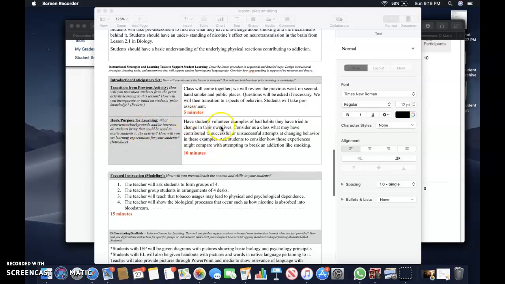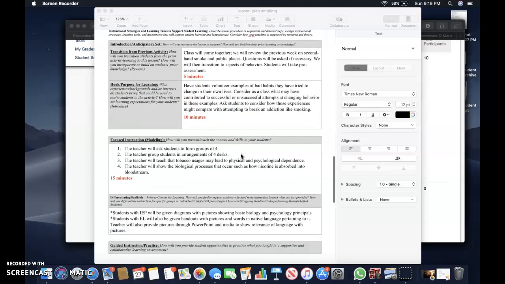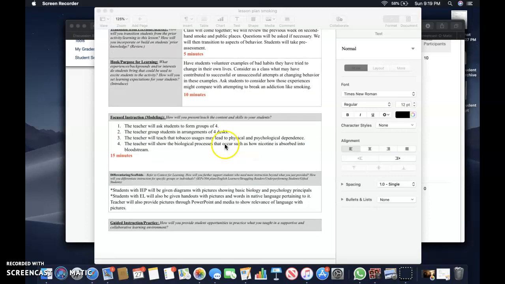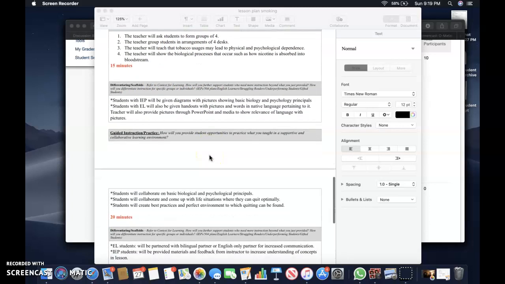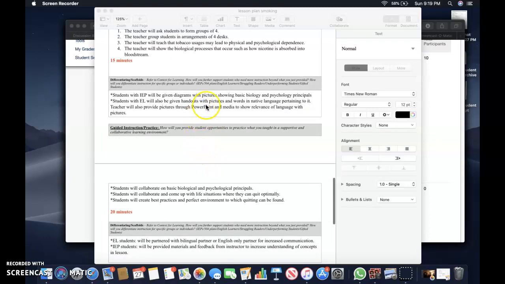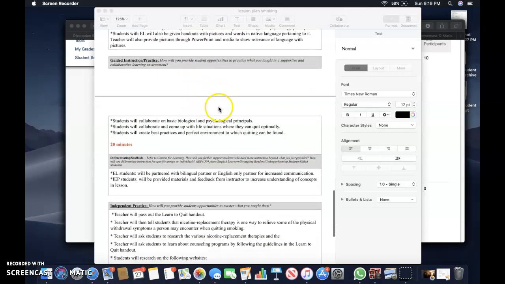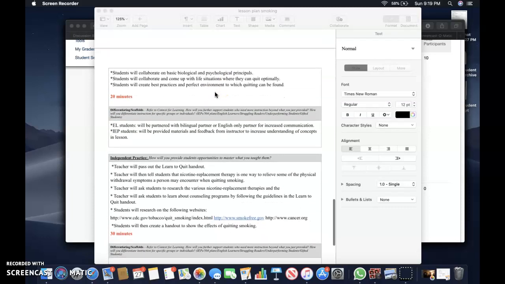Next is the hook, which is how we're going to draw students in to want to learn about the lesson. Followed by the focus instruction, which talks about what we're going to be doing as a teacher, and how long that should be taking. The differentiation and scaffolding, so how we're going to help IEP and EL students, we state right in there. The guided instruction and practice we went into, which talks about what students will be doing.